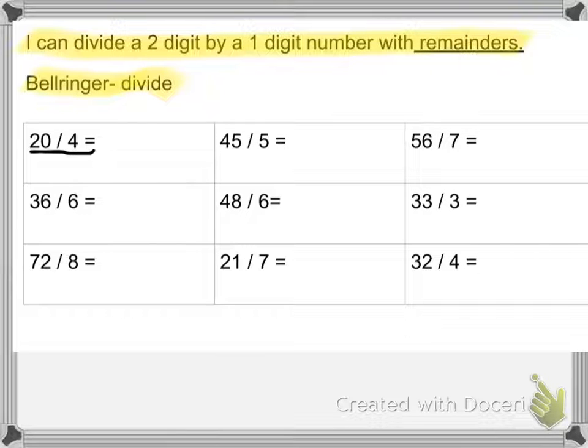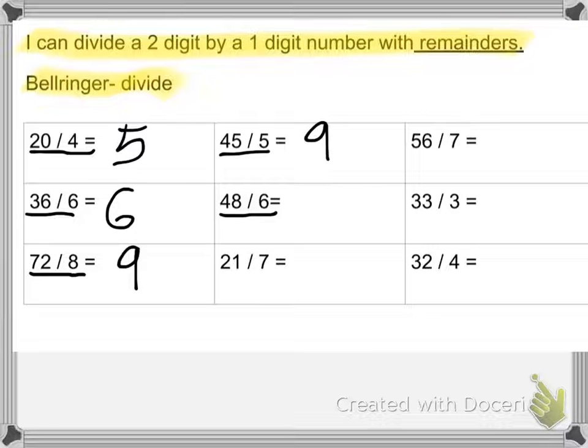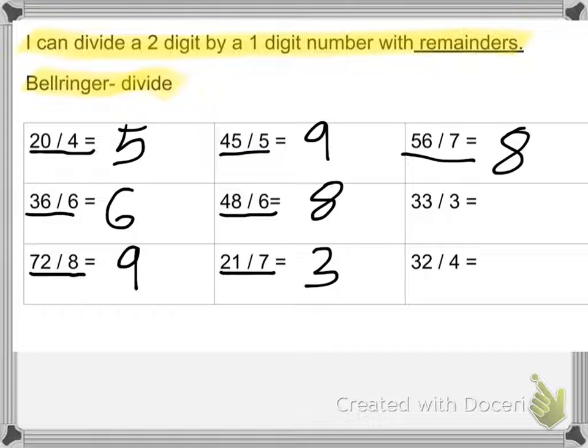20 divided by 4 equals 5. 36 divided by 6 equals 6. 72 divided by 8 equals 9. 45 divided by 5 equals 9. 48 divided by 6 equals 8. 21 divided by 7 equals 3. 56 divided by 7 equals 8. 33 divided by 3 equals 11. 32 divided by 4 equals 8.